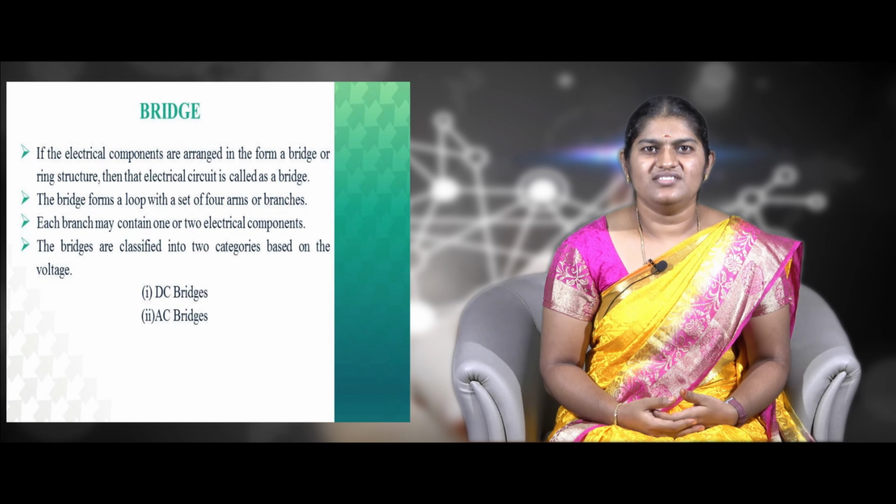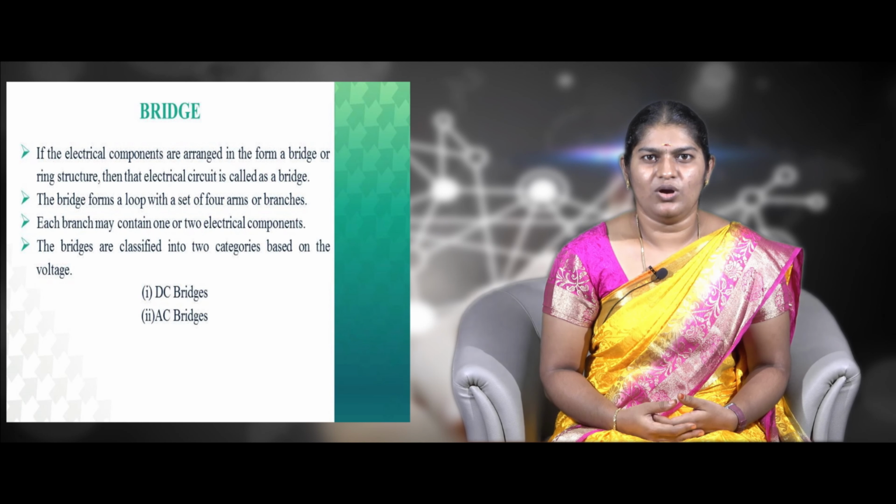If electrical components are arranged in the form of a bridge or ring-like structure, then the electrical circuit is called a bridge. Each bridge can form a loop with 4 arms or branches. Each branch may contain 2 or more electrical components. Bridges are classified into 2 types based on their voltage source: first, the DC bridge, and second, the AC bridge.